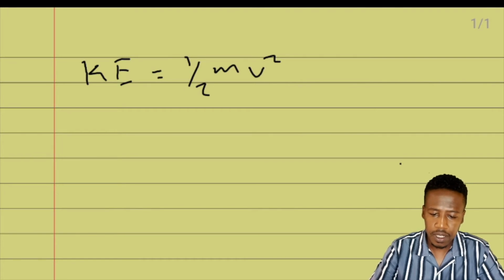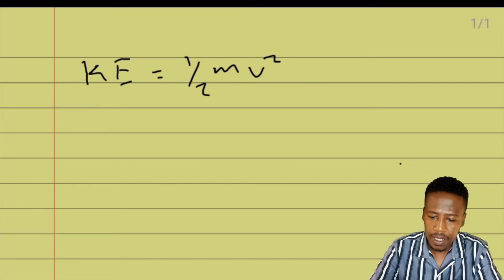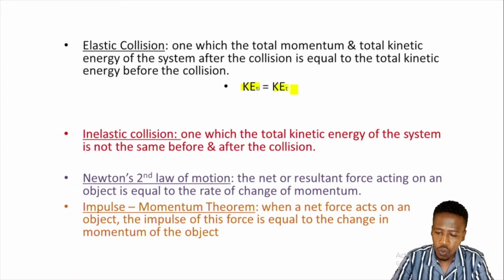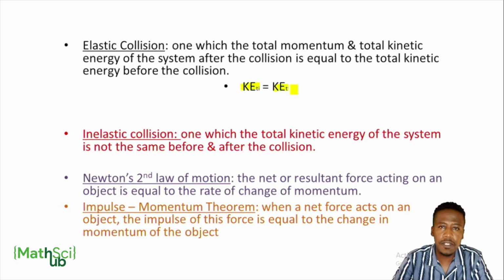Now, when we look at inelastic collision, if we go back to our slide, it says it is one in which the total kinetic energy of the system is not the same before and after the collision. We will look at this when we deal with some of the problems, right? But for an example, if you have two cars in a collision and they stick together after the collision, we would define that as an inelastic collision, right?